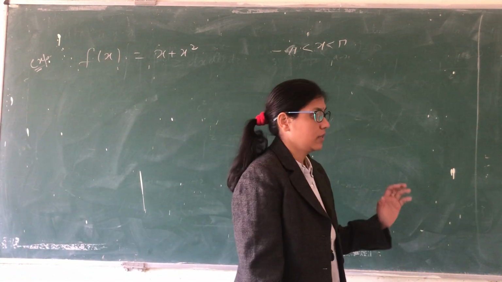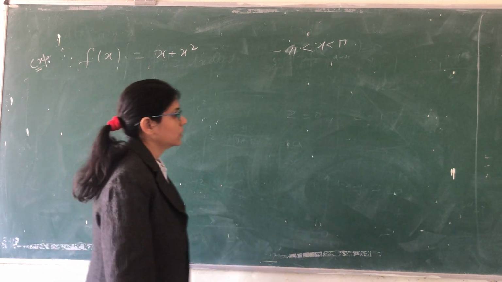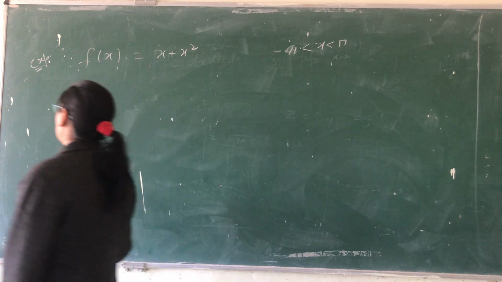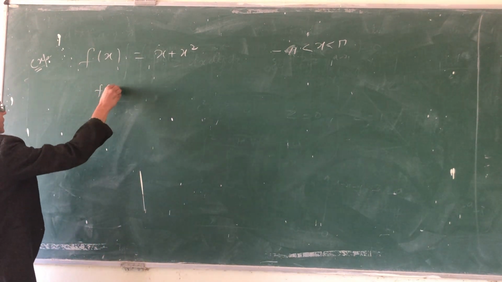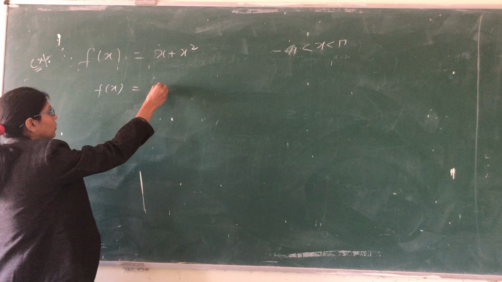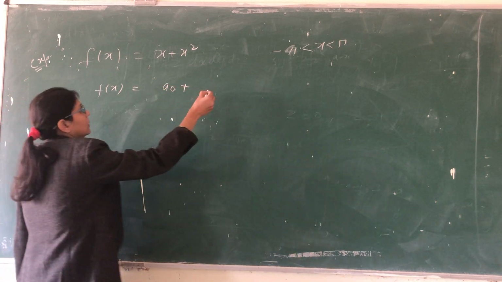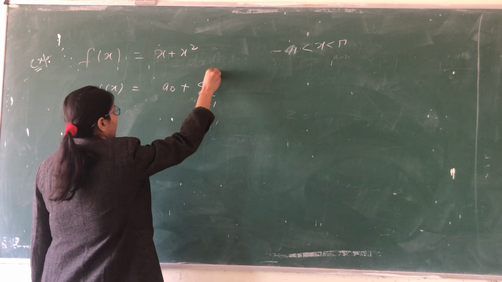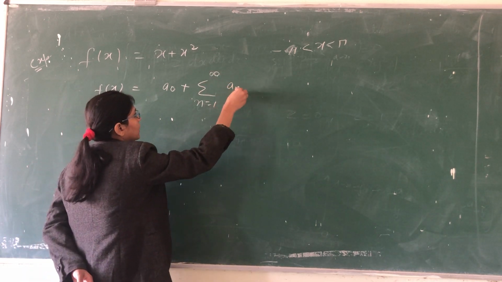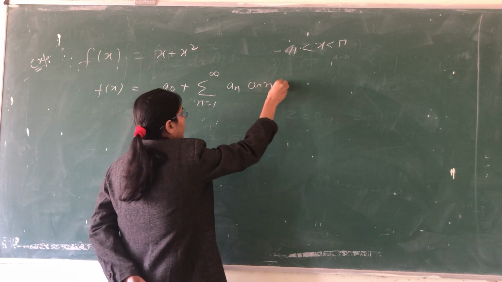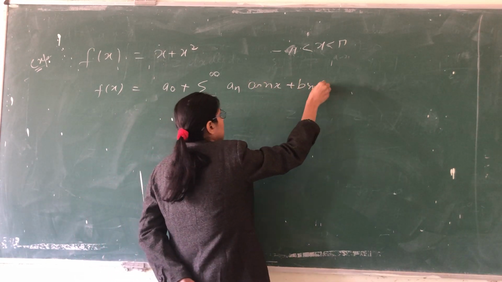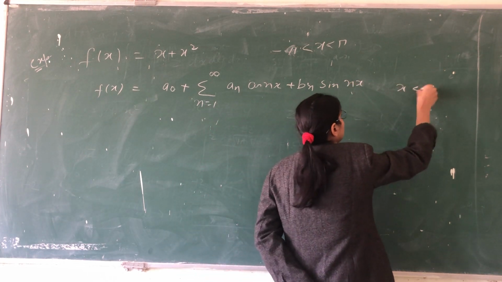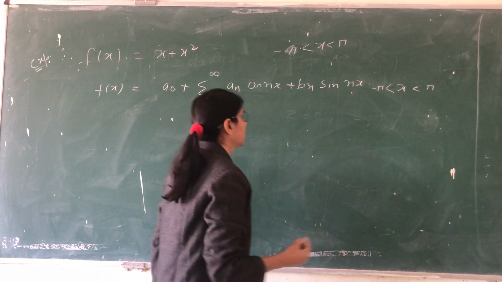तो यहाँ आपको ये फंक्शन है f of x equals to x plus x square. इस फंक्शन को we have to represent in the form of Fourier series. तो we know that what is the Fourier series? A function of x defined in interval minus pi to pi can be represented in the form of Fourier series such that a0 plus the sum from n equals 1 to infinity of an cos of nx plus bn sin of nx, where x is minus pi to pi.